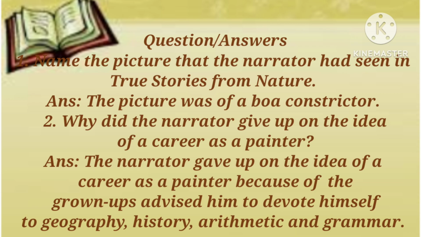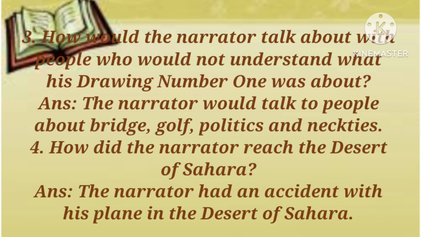Question number 2. Why did the narrator give up on the idea of a career as a painter? Answer: The narrator gave up on the idea of a career as a painter because the grown-ups advised him to devote himself to geography, history, arithmetic, and grammar. Question 3. How would the narrator talk with people who would not understand what his drawing number 1 was about? Answer: The narrator would talk to people about bridge, golf, politics, and neckties.